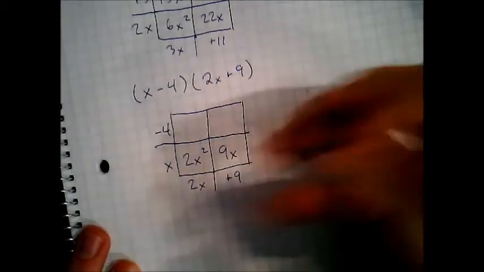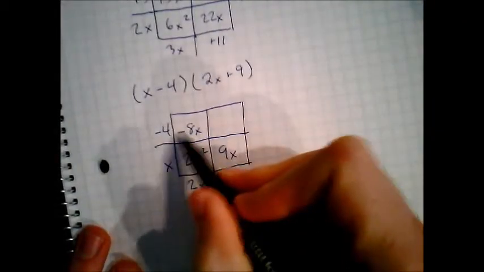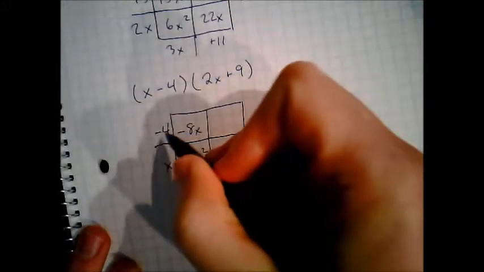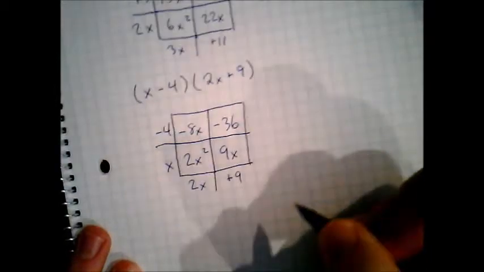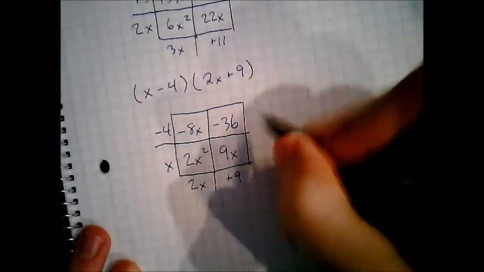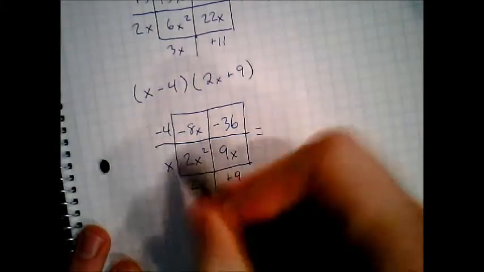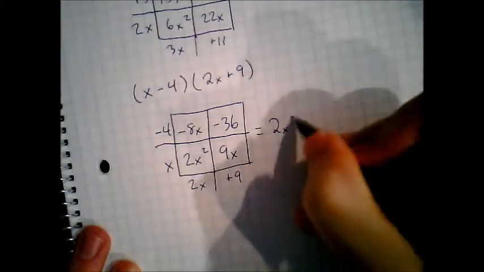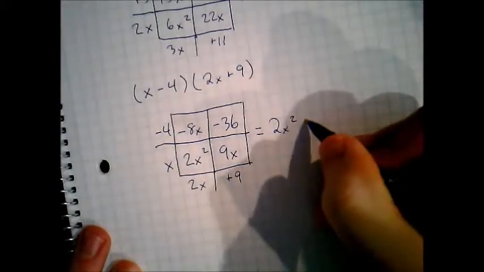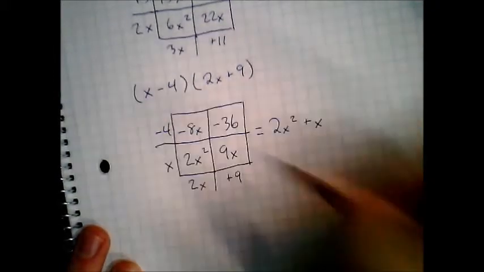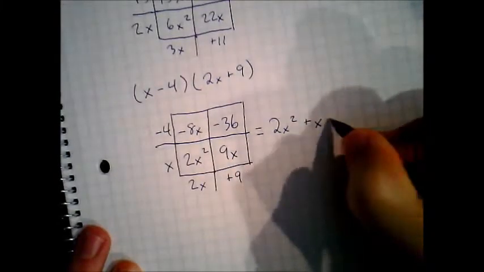Now negative 4 times 2x is negative 8x. It's very important that we include this negative, this minus 8x. And then negative 4 times positive 9 is negative 36. Again, this is just a way to organize our work. So let's combine our tiles. Let's collect our tiles for our final answer. We have 2x squared. Negative 8x and a positive 9x leaves us with a positive 1x. 9x minus 8x is just positive 1x. And then we have minus 36.